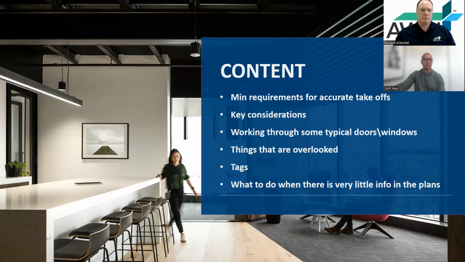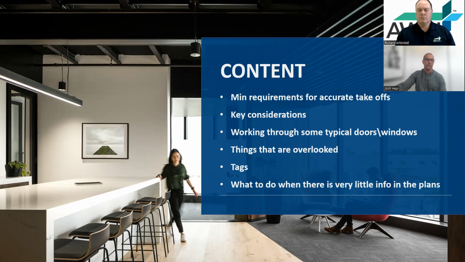I'll work through some typical doors and windows. I'll preface this by saying that this assumes that you've already got a decent understanding of the differences in our suites, a rough idea of how they go together. So we're more looking at how to work out the accuracy of the doors and windows. We'll tick off some of the things that are overlooked in a takeoff or when supplied.